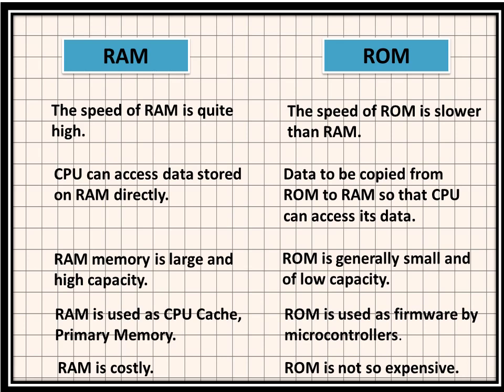So, let's summarize. RAM is volatile, fast and used for temporary processing. ROM is non-volatile, permanent and used to start your computer.